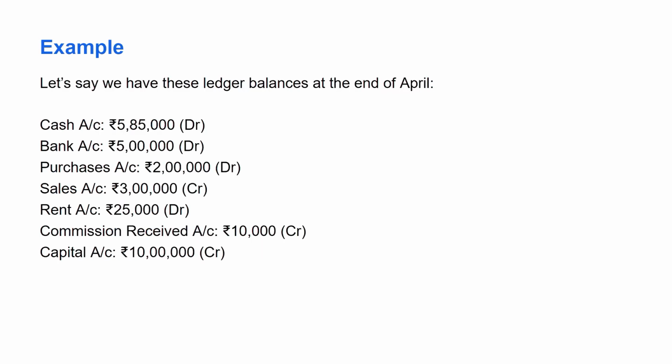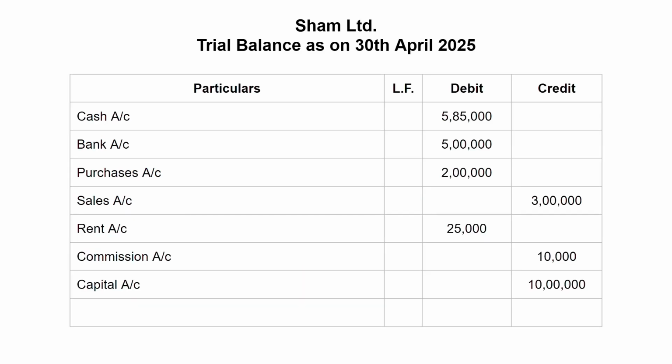Now we have completed recording all the balances. Now total both debit and credit columns. 5,85,000, 5 lakh, 2 lakh, 25,000 equals 13 lakh 10,000 on both the sides. If totals match, our books are balanced. If not, there may be an error in ledger posting or balancing.